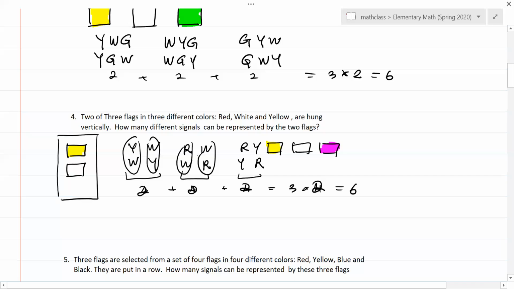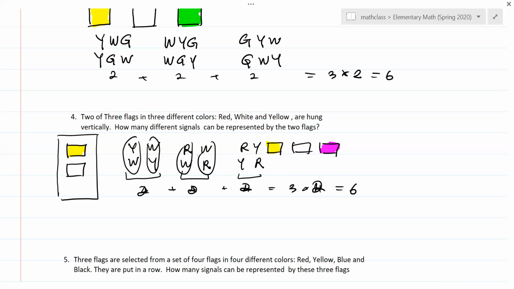No, that's the difference. If I have that, it will be a more complicated problem. If I have 5 flags with different colors, then you have more signals you can make. So you can pick up 2 flags out of 5, okay? And then you will get a total of 20 different signals, okay?